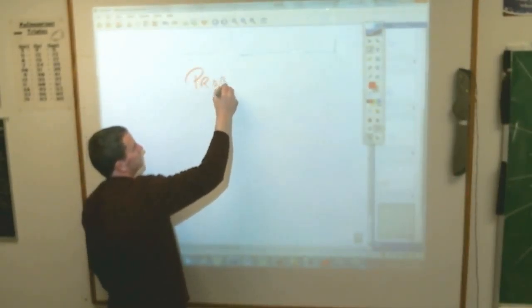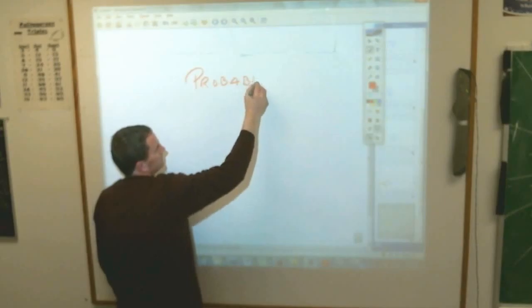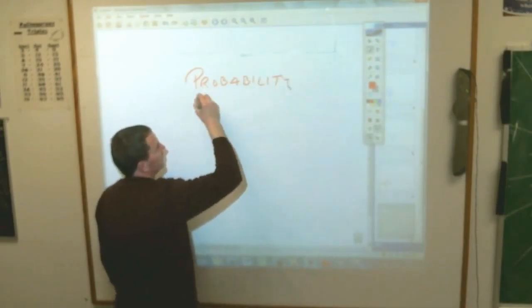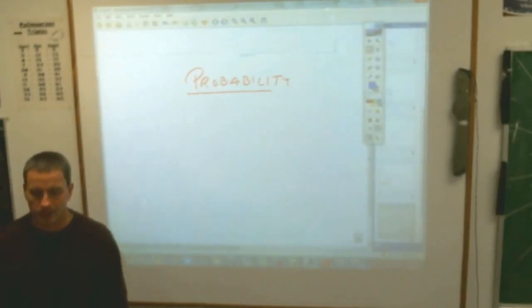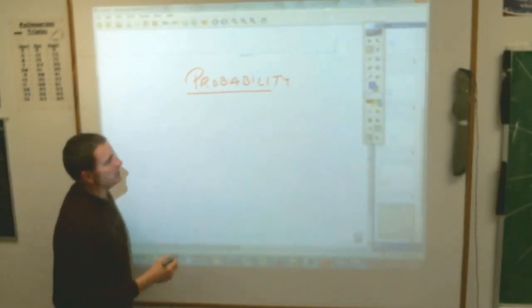This won't be bad. Under probability, the little subheading, children, is the multiplication rule.